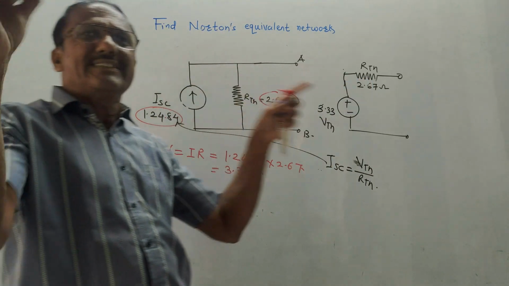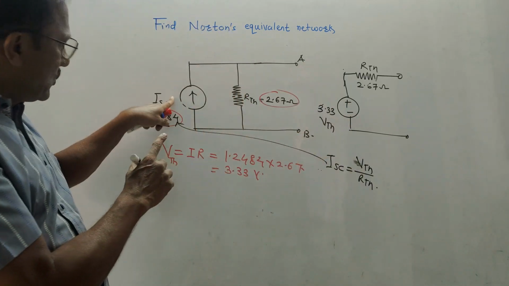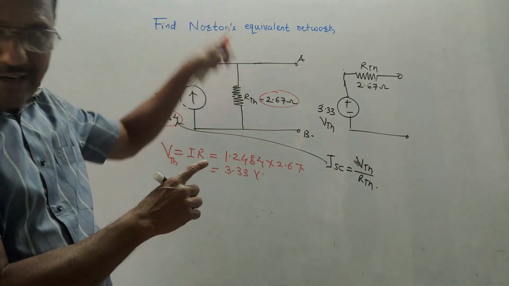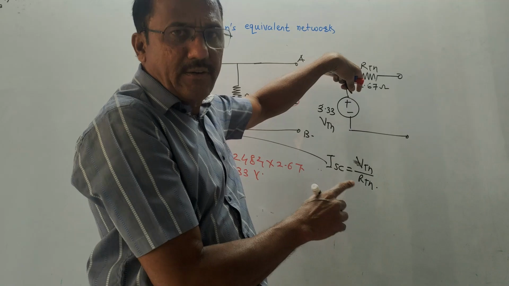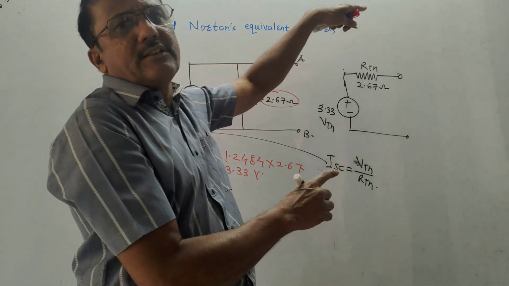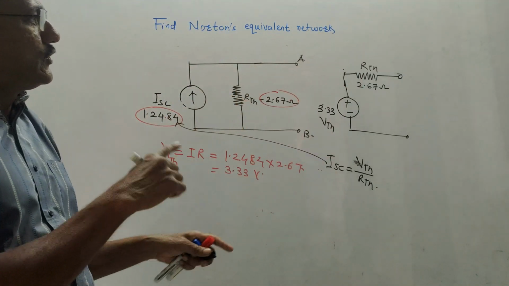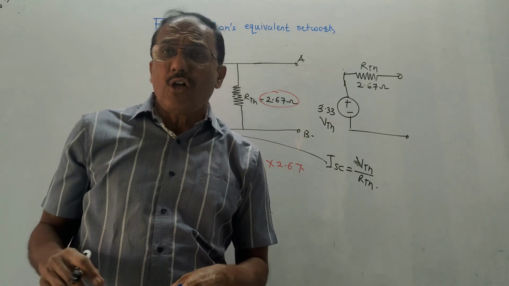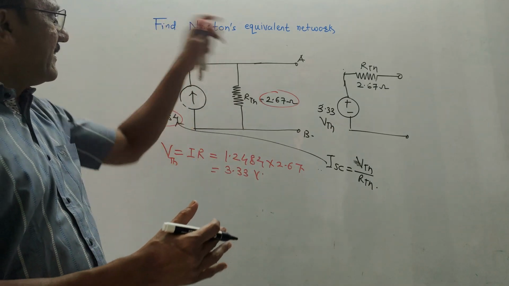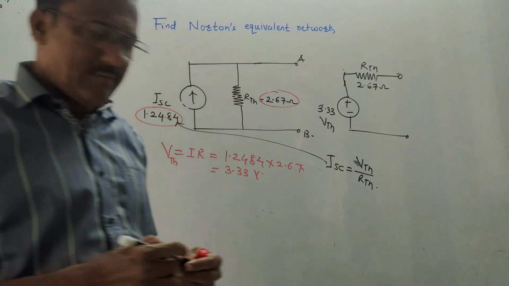Always and always keep in mind, if you have a current source like this, draw resistance in parallel. If you have a voltage source like in Thevenin's, draw the resistance in series. These are the basic concepts you need to memorize. Now, let us solve some different numericals so that the concepts will be more clear to you.